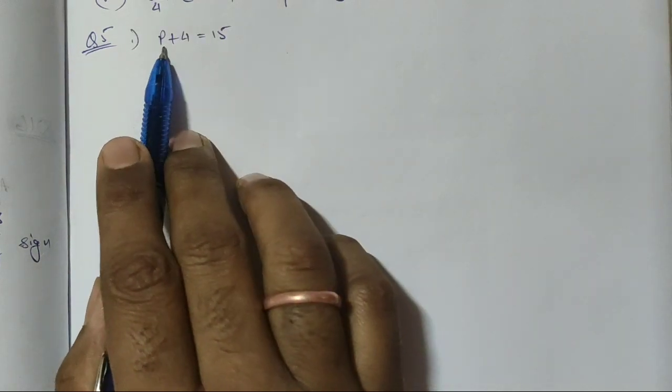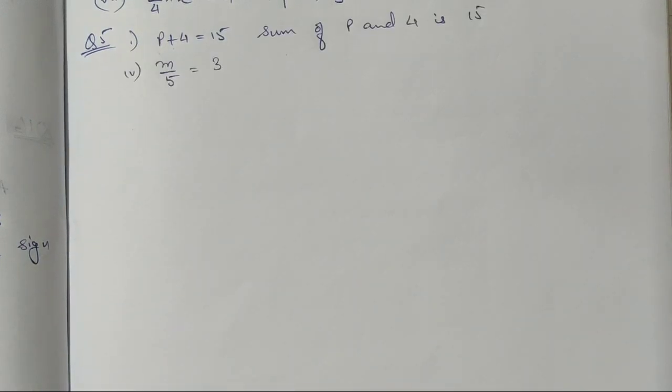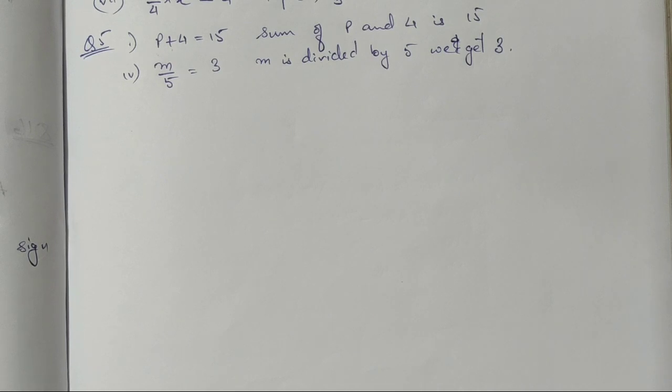Now question number 5 is just the opposite of question number 4. In this, the equations are given, and you need to form the statement. So you can say that the sum of p and 4 is 15, simple, or p is added to 4 to get 15, simple. Understood? Similarly, m is divided by 5. When m is divided by 5, we get 3, simple. Or we can say a number m is divided by 5, then we get 3. Or we can say 1/5 of m is 3.